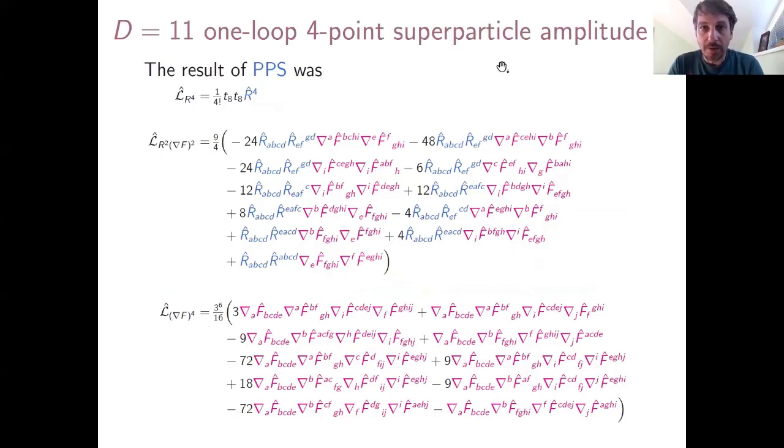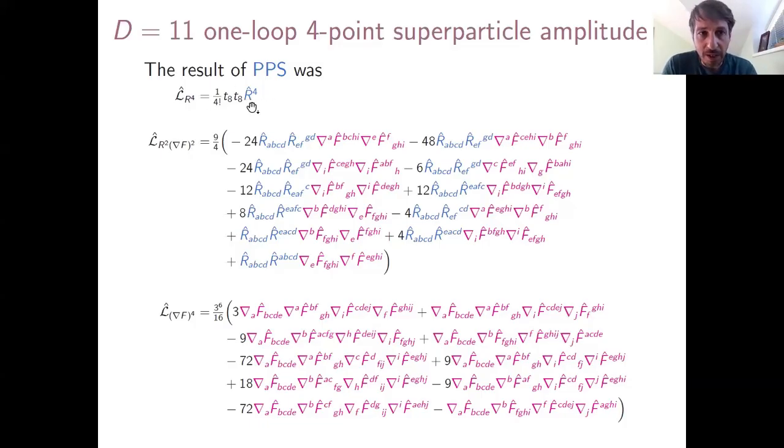Now, let me give the result that they found. So they computed, as we said, the one-loop 4-point superparticle amplitudes in 11 dimensions. And they found the following result. There's a t8t8 R to the 4 term. Okay, remember the hats, all 11-dimensional fields, I put hats on just to distinguish them from the 10-dimensional ones. So as you expect, there's a t8t8 R to the 4.